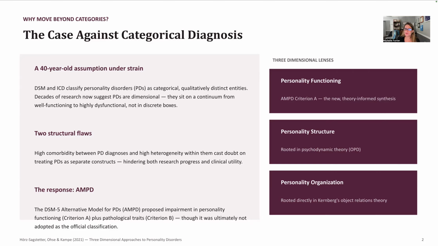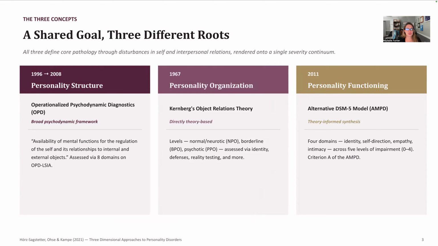Anyway, three-dimensional lenses. There's personality functioning, that's the AMPD criterion A, the new theory-informed synthesis. We have personality structure, rooted in psychodynamic theory, and that's the OPD. Then we have personality organization, rooted directly in Kernberg's object relations theory. The three concepts: a shared goal, three different routes.